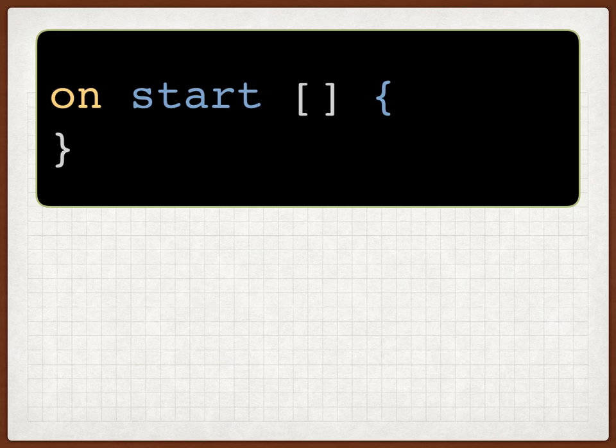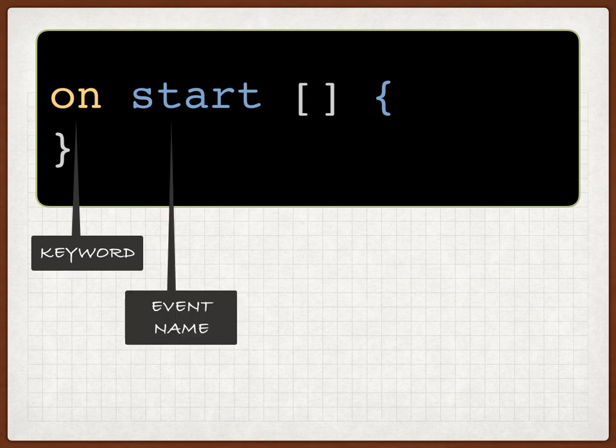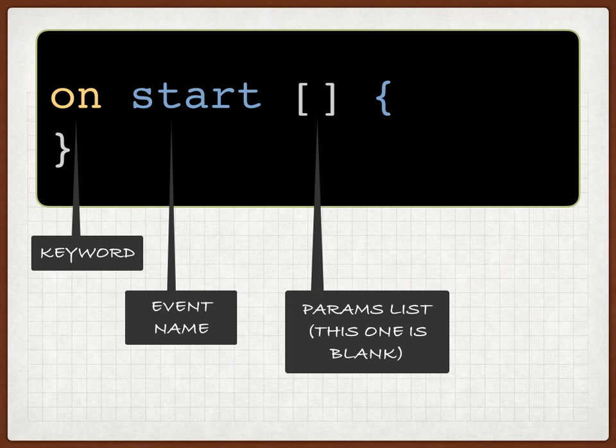So hopefully you can tell by the syntax highlighting that on is a keyword. It's magic. Whatever comes after the space after on is the name of the event. And that event name must be defined. It must be in the standard library or custom defined by you. This is followed by a bracket, which begins our parameters list. In this case, there are no parameters, so we just have an empty list. And then inside would go our code.